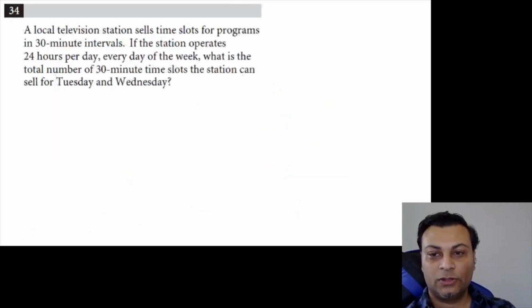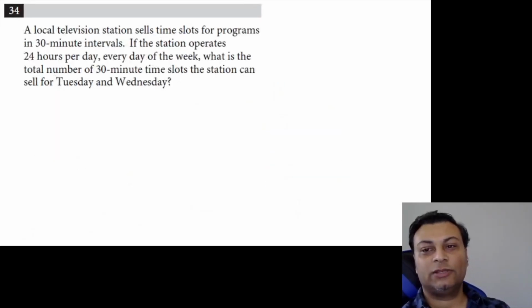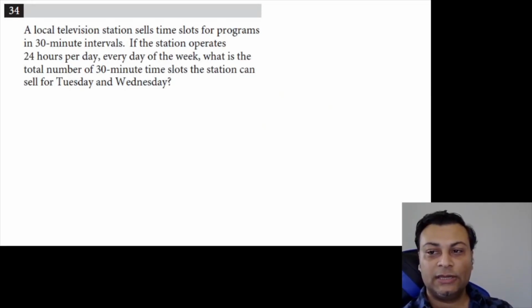Okay. Moving on to 34. A local television station sells time slots for programs in 30-minute intervals. If the station operates 24 hours per day, every day of the week, what is the total number of 30-minute time slots the station can sell for Tuesday and Wednesday? That's for 2 days. Okay, so we have 2 days.